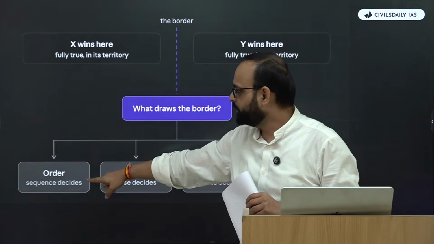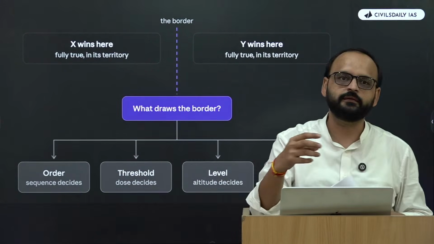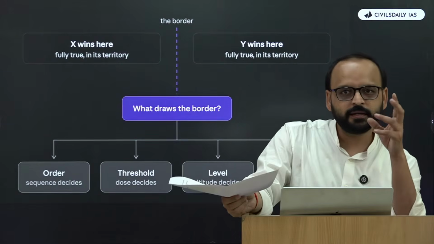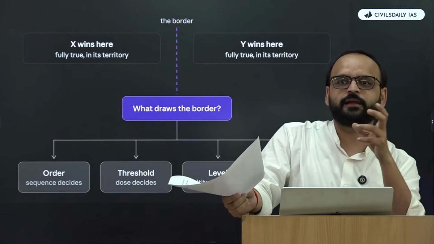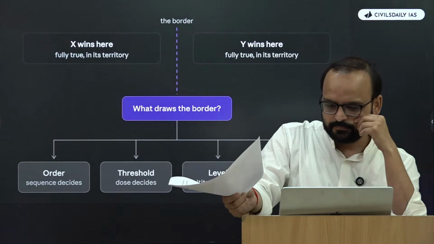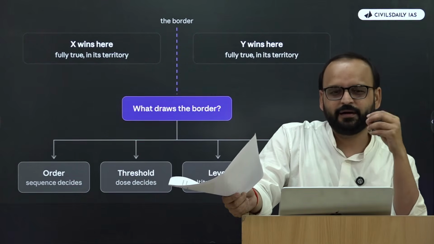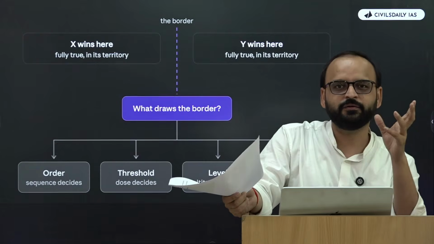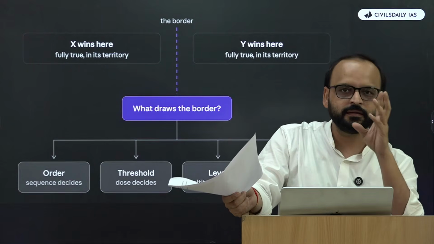In one case, it's the order. There's a sequence to things. And now both are true, but in a certain sequence. They say justice and charity. There was a PYQ about justice and charity, that a society which is just doesn't need charity, something to that account. And the synthesis is that there's an order to things.